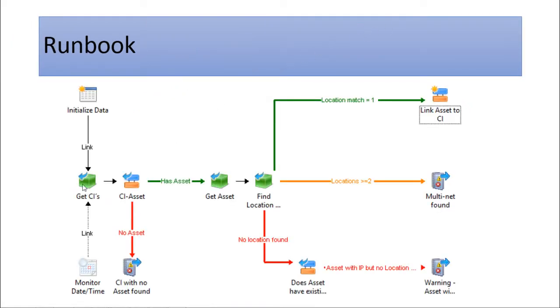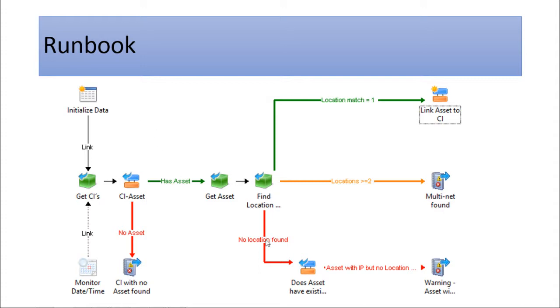Okay, what the runbook does is it follows exactly our business rules, so it's triggered here manually, so you might do that over schedule. We get the CI, we see if the CI has an asset. If it doesn't, we simply send a platform event: CI with no asset found. Then we get the asset itself. Then we do a match on the location information, and then according to the business rules, three things can happen.